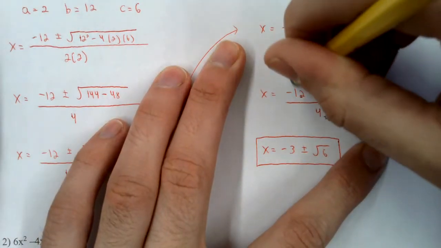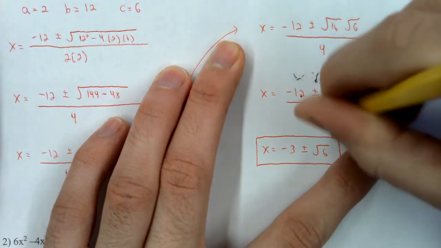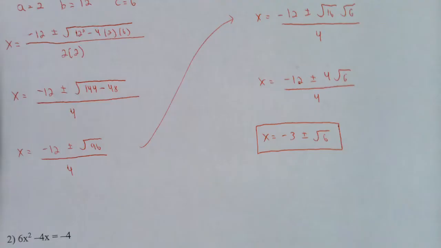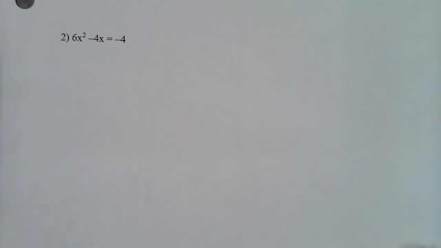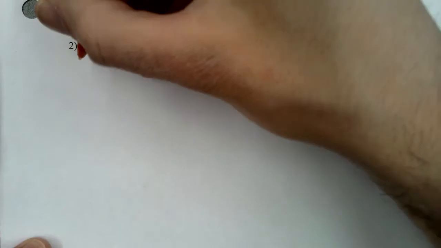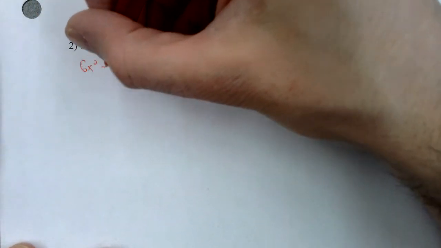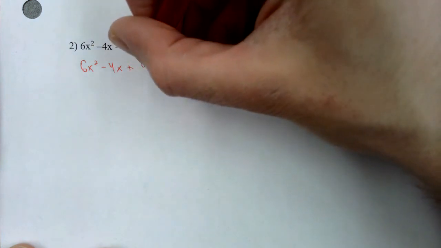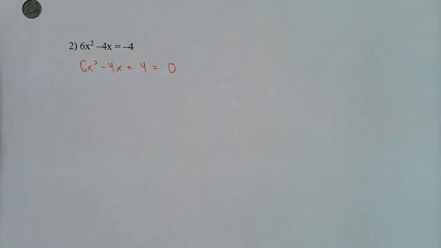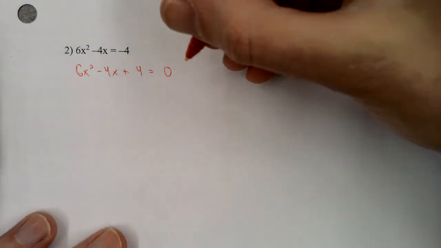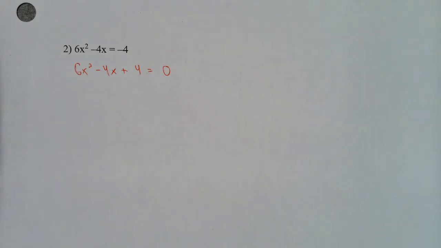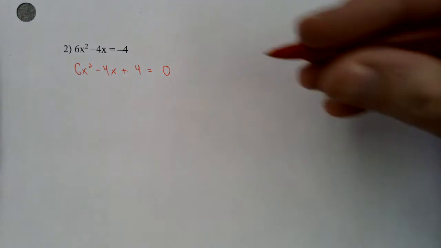All right, so we have one more problem like that, and then we have one page after that. So for this problem right here, 6x squared minus 4x equals negative 4. Solve that using the quadratic formula. It must be equal to 0 first, so we'll add 4 to each side. We'll get 6x squared minus 4x plus 4 equals 0. Which means that A equals 6, B equals negative 4, and C equals 4.